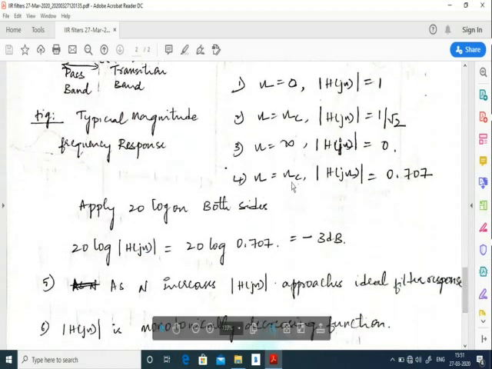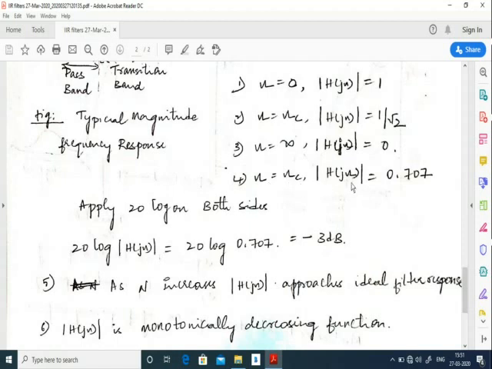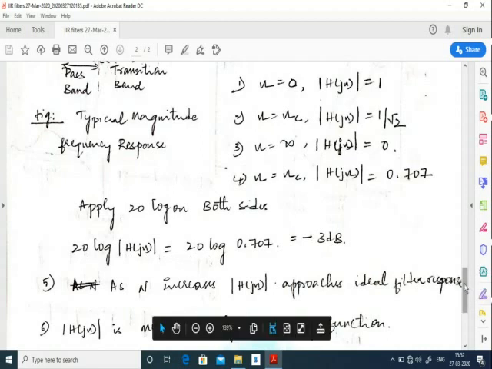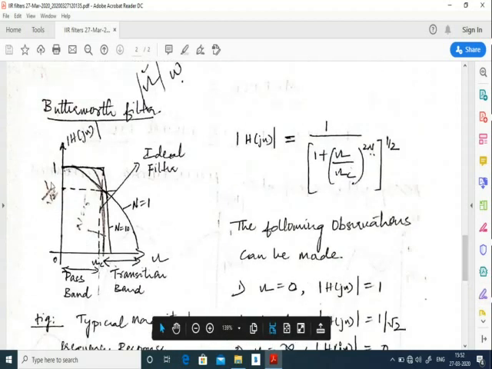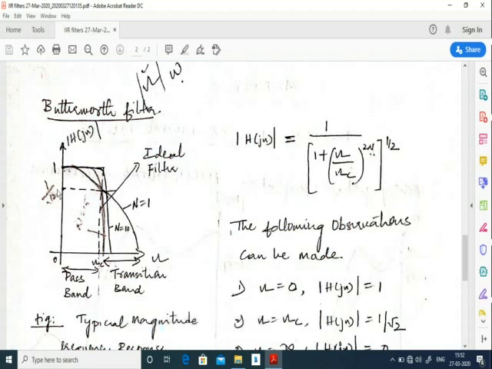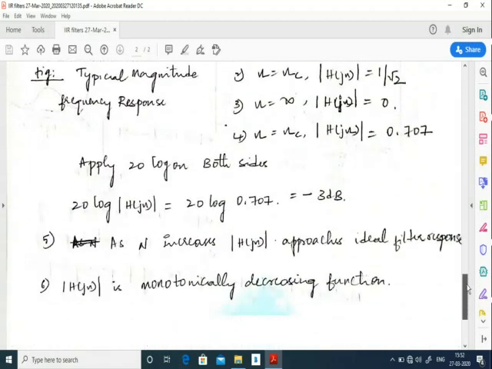This we have already observed: when omega is equal to omega c, the magnitude of H of j omega is equal to 0.707. Now let me apply 20 log on both sides of this equation, which is equation 4. We get 20 log magnitude of H of j omega is equal to 20 log 1 by root 2, or 0.707. If you use your calculator, you will get minus 3 decibels. That is, at the cutoff frequency, the magnitude is reduced by 3 decibels. That is the meaning of it.